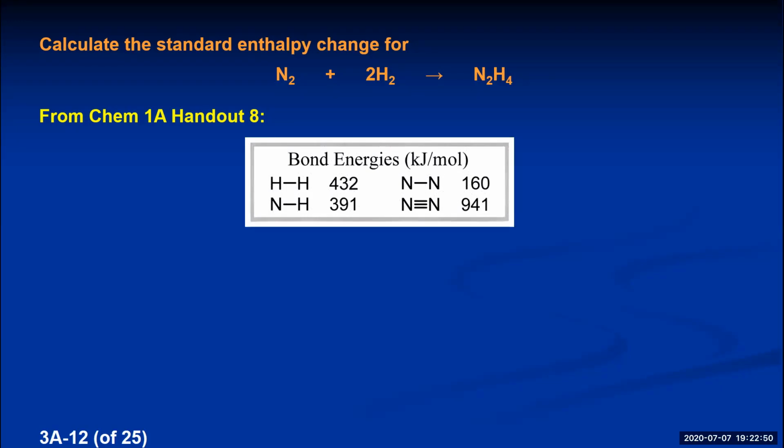So how do you use those? Well, you're going to have to be able to draw the Lewis structures for each of the reactants and products to see what kind of bonds there actually are in each of the reactants and products. Let's start with the diatomic nitrogen molecule.